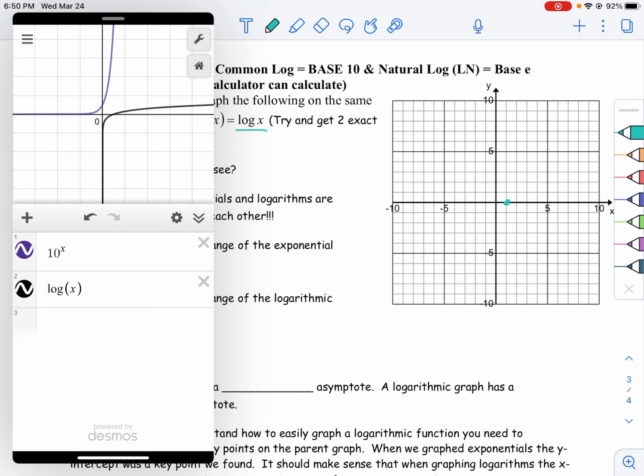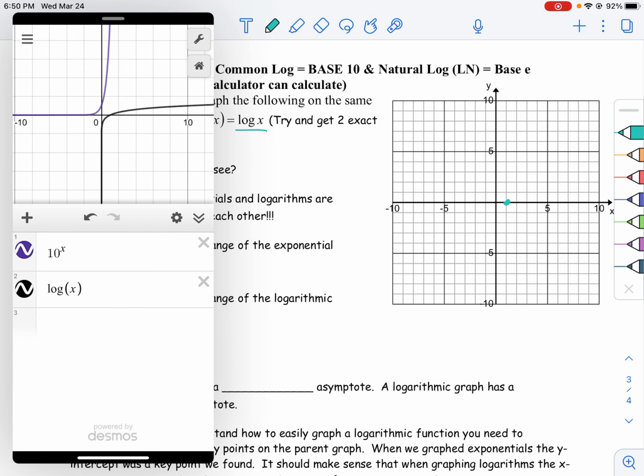Let's see if we can find another one. Zoom out just a little bit. If we come out here and follow this, we hit another point at (10, 1). So we go 10, we go up 1. There's another point. Let's see which direction it's going. We're at about 1 there, and then 0.06, 0.04, and then it stops being able to look at it.